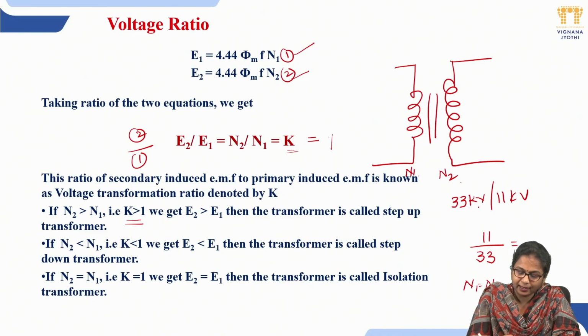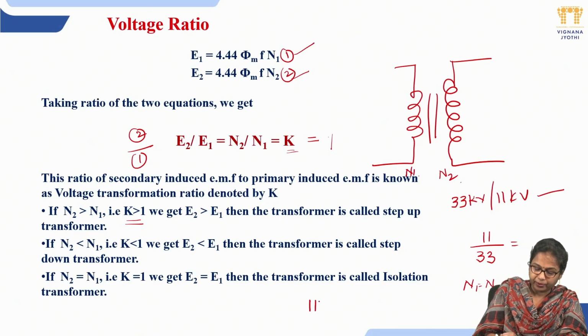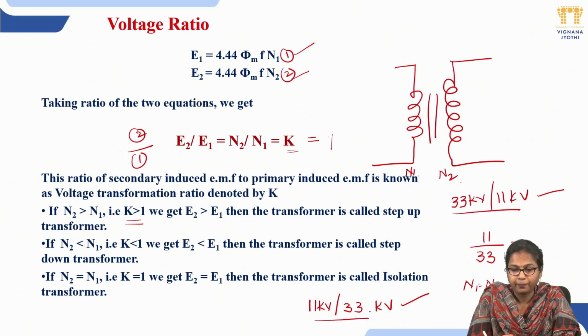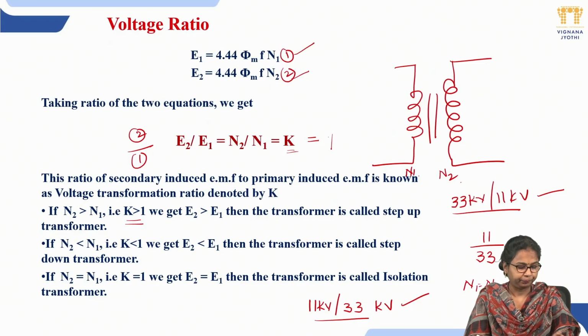So here this 33 kV by 11 kV is a step-down transformer, and if we give 11 kV input, for example, and it is stepping up to 33 kV, this is a step-up transformer. So this is also a transformer, this is also a transformer. A transformer is a static device which has the capability to transform the voltage from one level to another level, whether it is step up or step down.